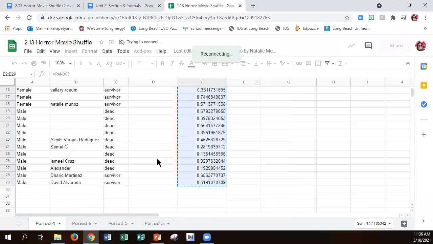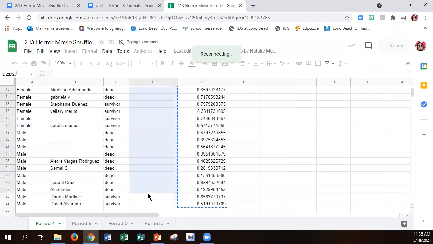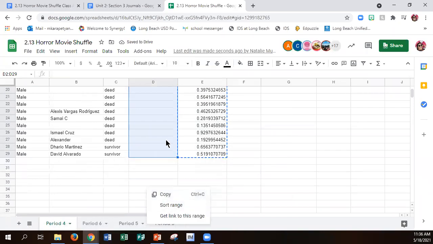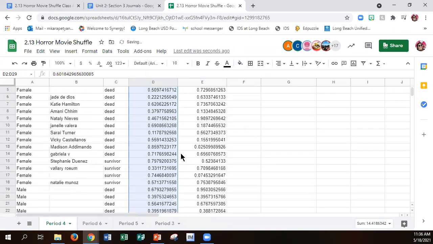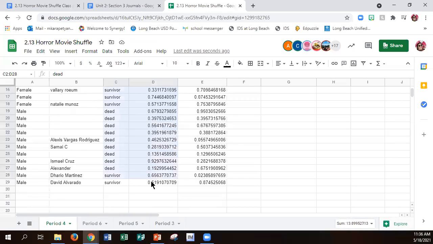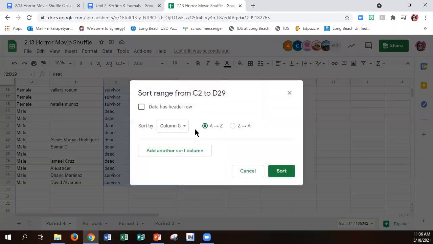I'm going to copy that, and then I'm going to paste it, but I'm going to paste the values only. Paste special, values only. What this allows me to do is sort these numbers with my survivor or dead column, and it's going to rearrange the numbers from small to big.